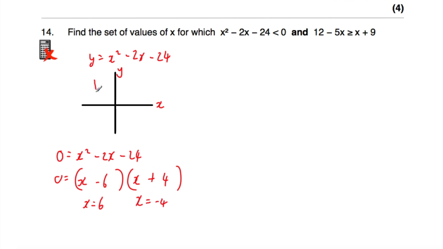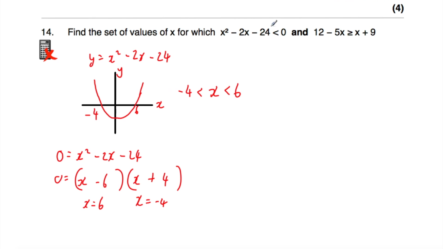So the graph will cross the x-axis at minus 4 and 6 like so. And we want to find when the quadratic is less than 0. So in other words, which values of x, when we substitute them into this quadratic, we get a negative. So that's going to be any value of x that is bigger than minus 4 but less than 6. So it means that x is bigger than minus 4 but less than 6.